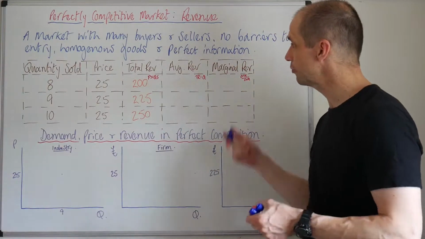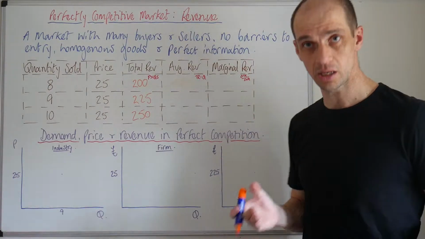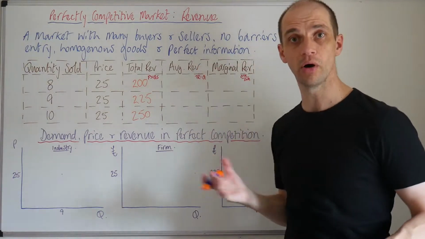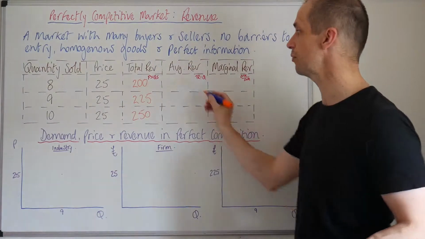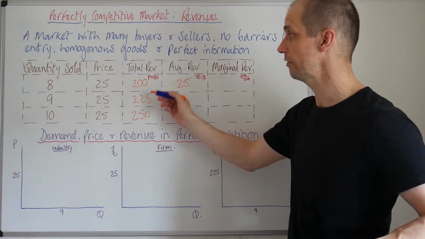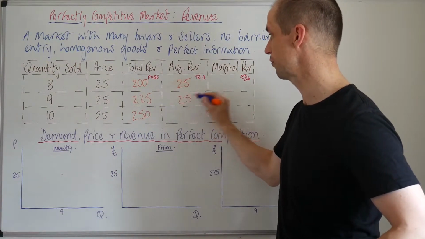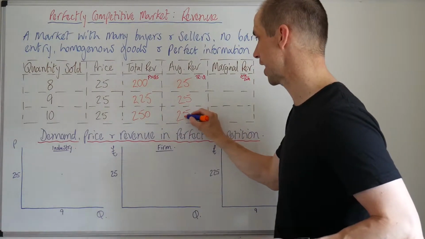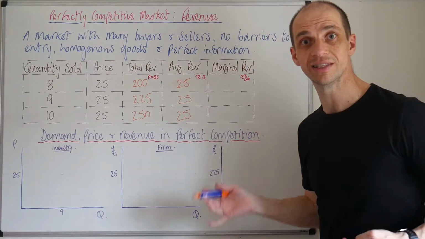Okay, so average revenue. When you're calculating the average revenue, all you'll need to do is take your total revenue figures, which we have here, and divide it by the quantity sold, of course. So you're dividing by 8. So that really tells us that the average revenue is once again going to be 25. Once again, there is no deviation in the price, so therefore the price will equal 25. And once again, when we do 250 divided by 10, well, it's 25.